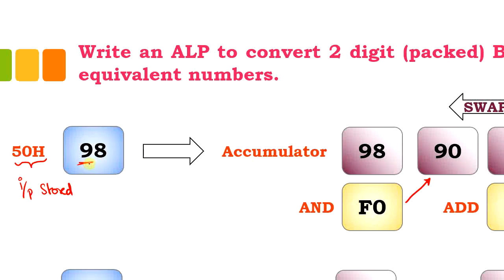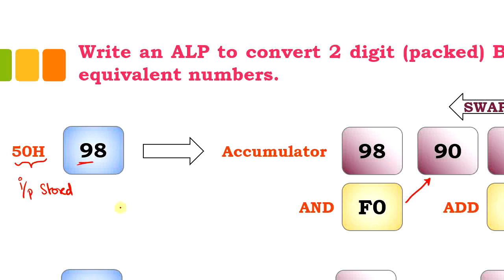Okay, that is BCD to ASCII equivalent. Now I need to consider the lower digit, right? Because this is a 2-digit number. So again the input was stored in 50H. So that has to be moved to the accumulator. Now I want only the lower nibble of interest. So now it has to be masked with 0F. The result will be 08. That has to be added with 30. You obtain 38, and then this will be stored in location 52H.